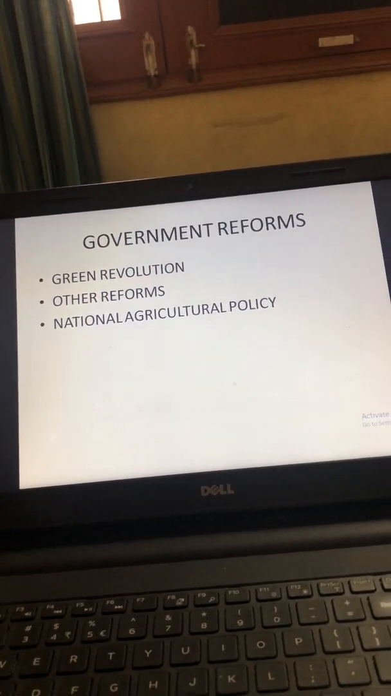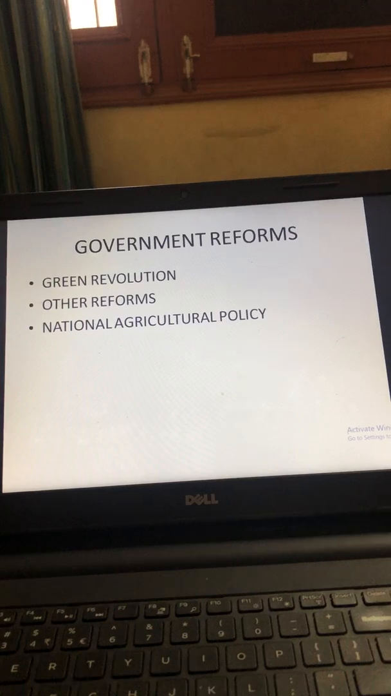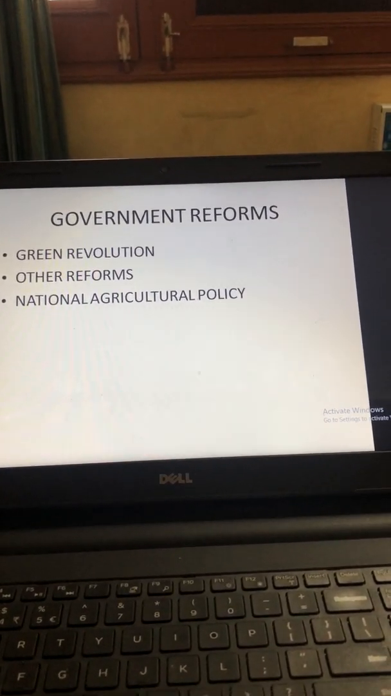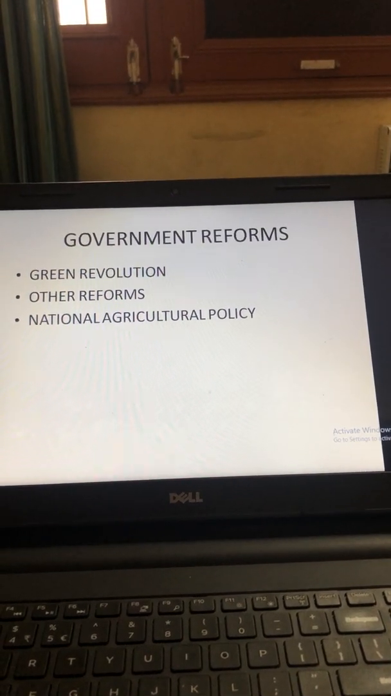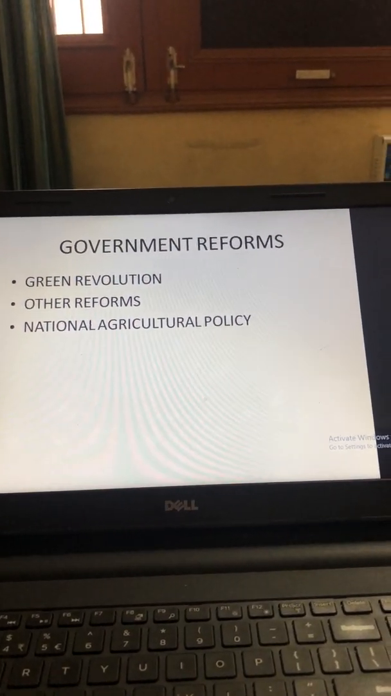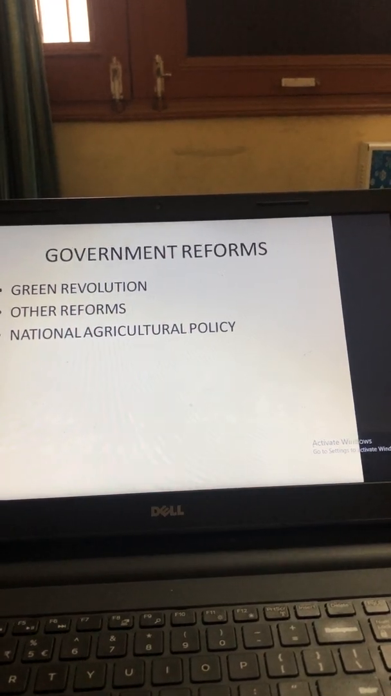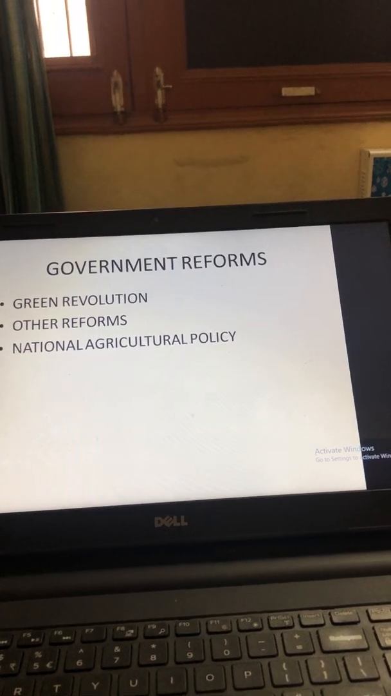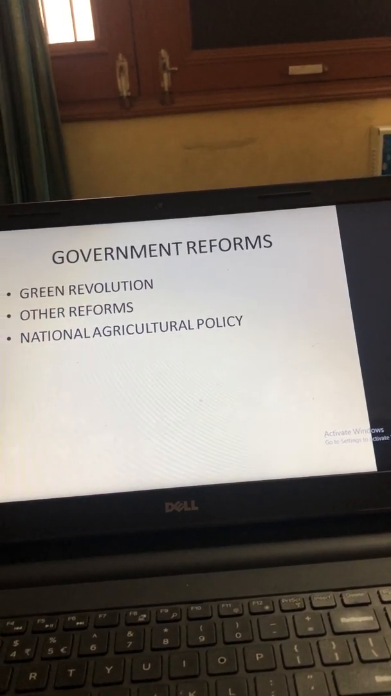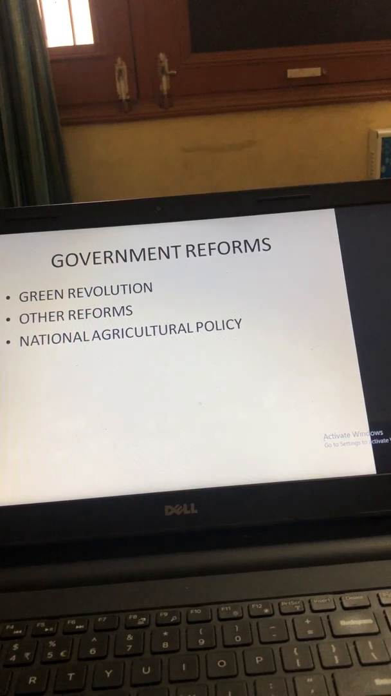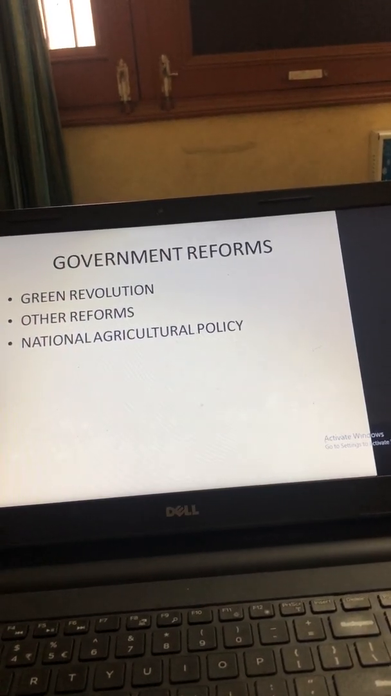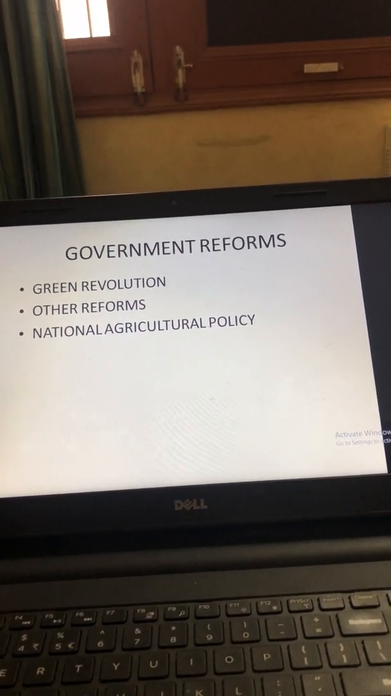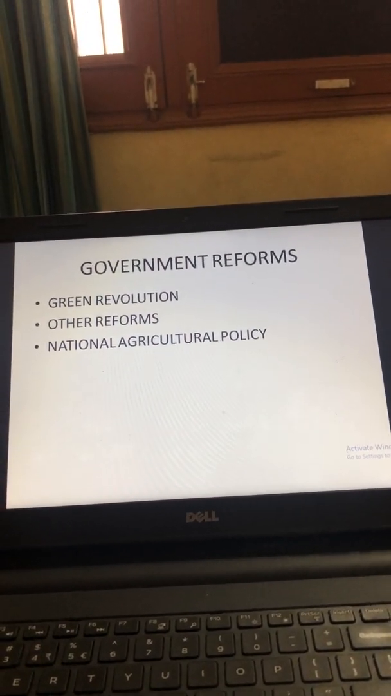So banks were opened for the farmers, rural banks were opened, which provided a loan to the farmers to buy agricultural inputs like fertilizers, seeds, also to set up tube wells at a very low rate of interest. Then priority was to be given to rural electrification, and the National Agricultural Insurance Scheme to cover every aspect of agriculture. So these are some of the salient features of the National Agricultural Policy.